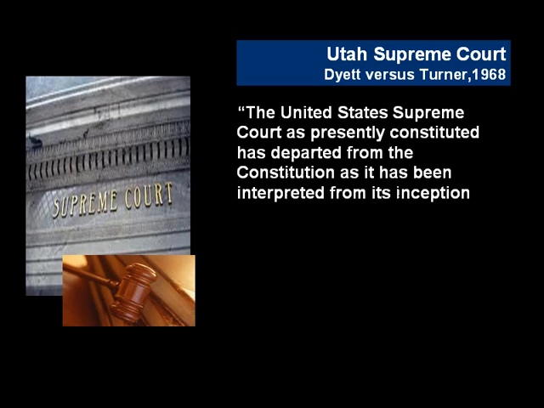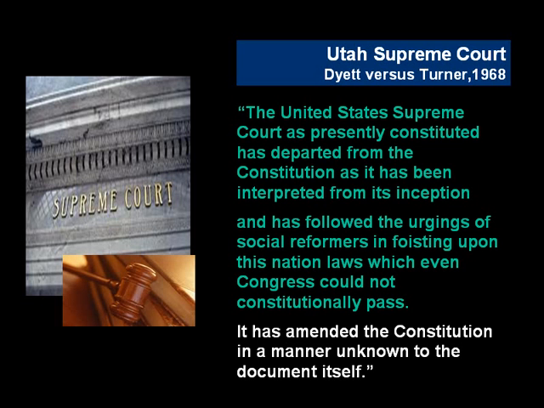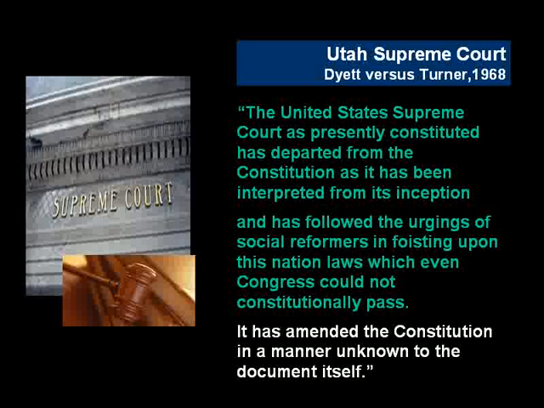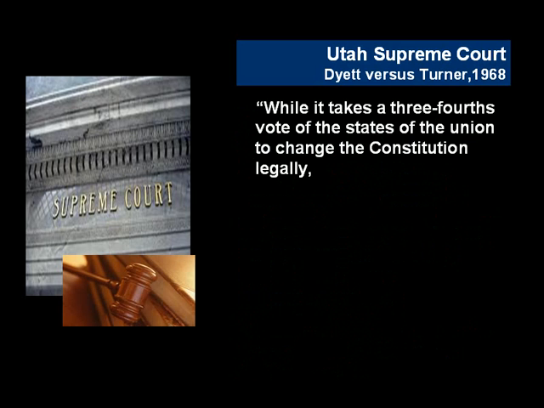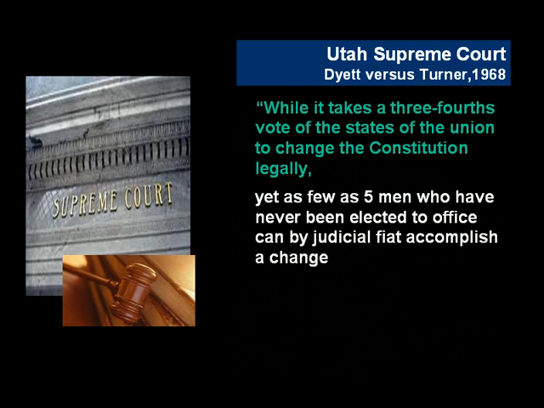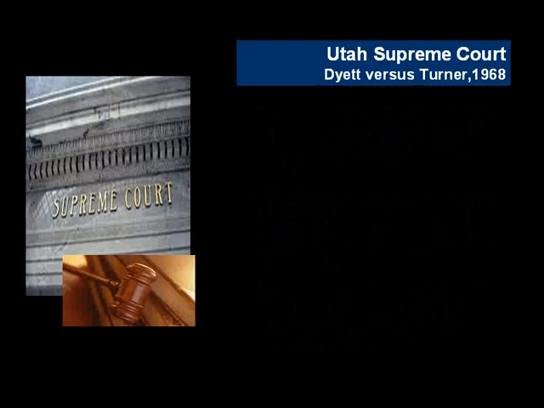The United States Supreme Court, as presently constituted, has departed from the Constitution as it has been interpreted from its inception, and has followed the urgings of social reformers in foisting upon this nation laws which even Congress could not constitutionally pass. It has amended the Constitution in a manner unknown to the document itself. While it takes a 3/4 vote of the states of the Union to change the Constitution legally, yet as few as 5 men who have never been elected to office can by judicial fiat accomplish a change just as radical as could 3/4 of the states of this nation as a result of recent holdings of that court.